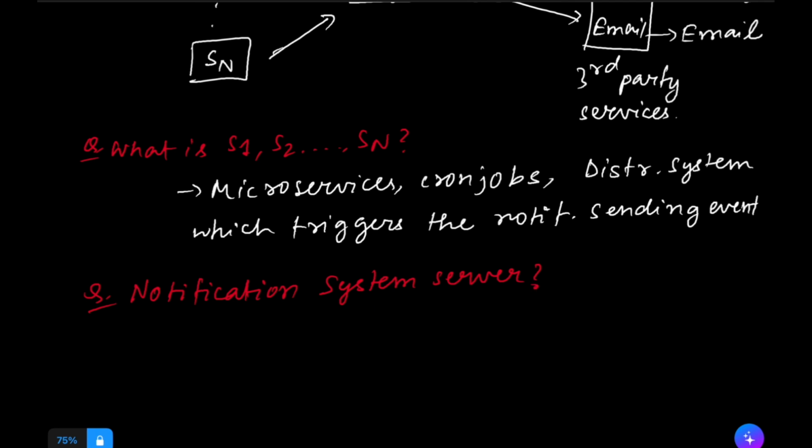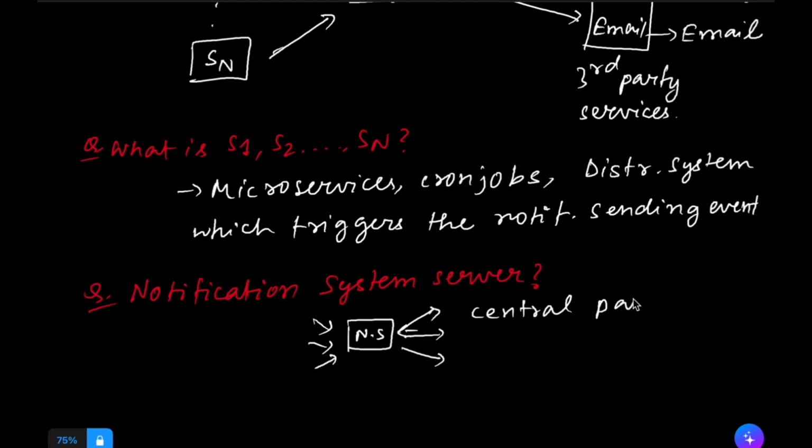Notification system server, it acts like a central part. So basically it receives the notification from the services, microservices, and sends the notification to the end user through the third party application. So it's like a central part which receives and sends notification. Its main purpose is to receive and send notification. And how does it do it?